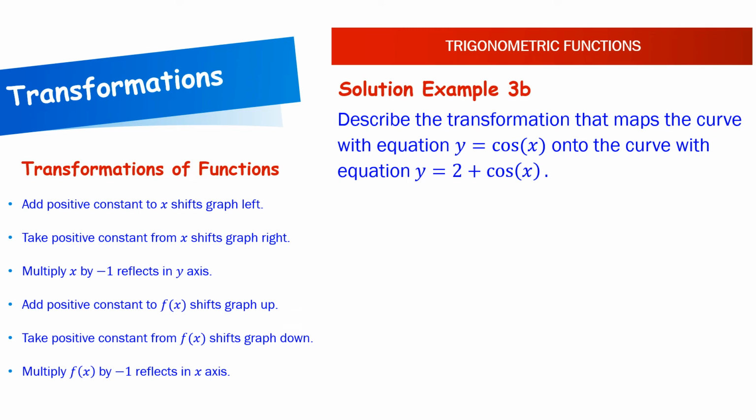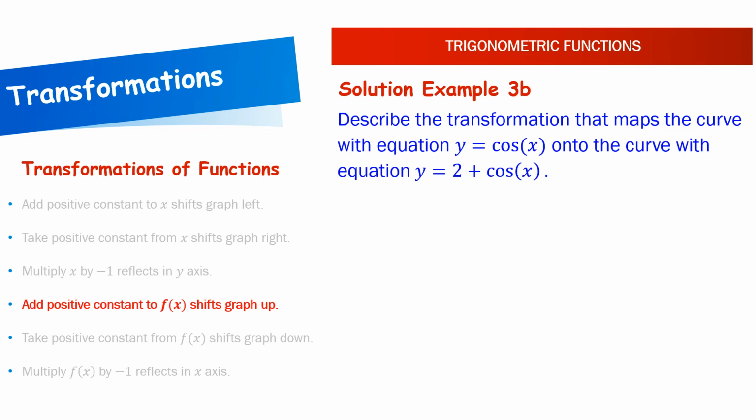Now let's solve example 3b. We are required to describe the transformation that maps the curve with equation y equals cos x onto the curve with equation y equals 2 plus cos x. Clearly here we've added a positive constant to f of x, so the graph will shift upwards. And so the function y equals 2 plus cos x has shifted up by 2.